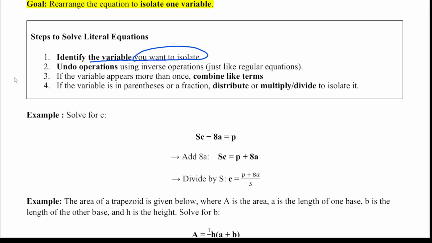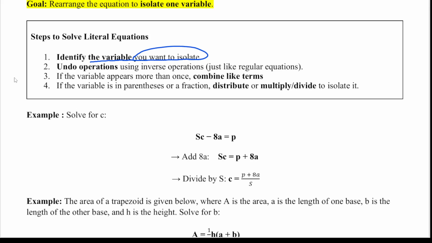Then we want to undo all the other operations using our typical inverse operation techniques that we've been using in regular linear equations. If there's a variable that appears more than once, we might want to combine like terms. We might have to use our fraction or parentheses techniques, but really the techniques should feel very, very similar. And let's just illustrate.